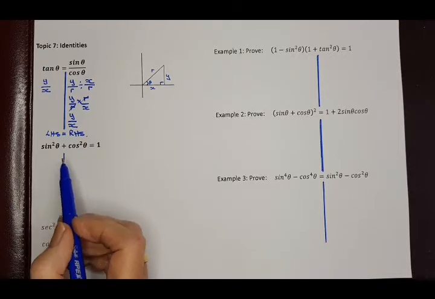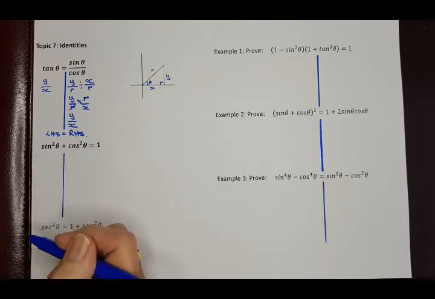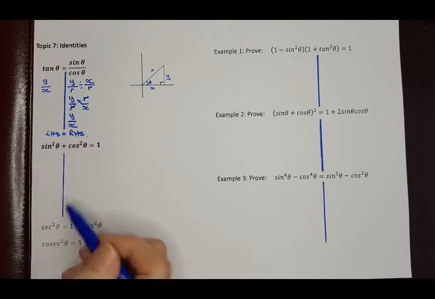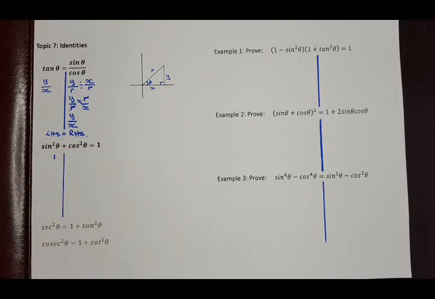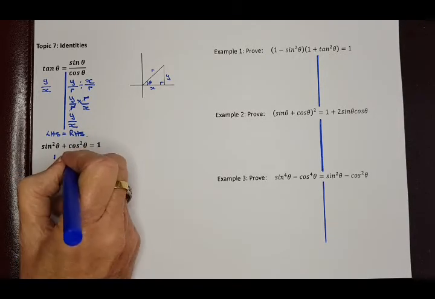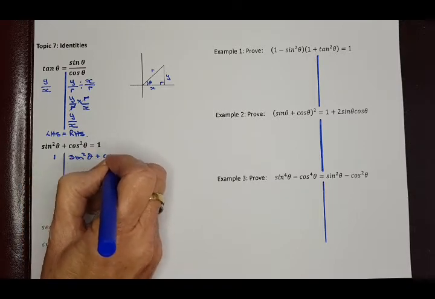The next identity we are going to try and prove is that sine squared theta plus cos squared theta is equal to 1. I've done my line in the wrong place, so I'm going to put 1 on that side and deal with the sine squared plus cos squared on this side. Sine squared theta plus cos squared theta.